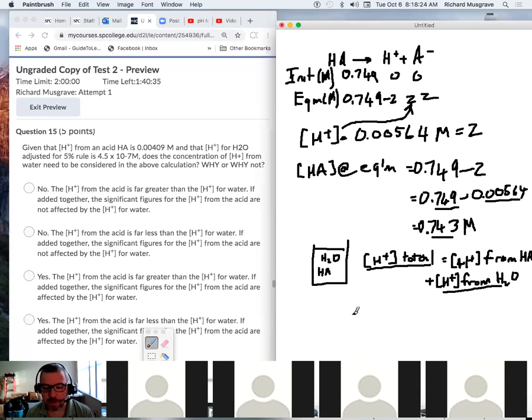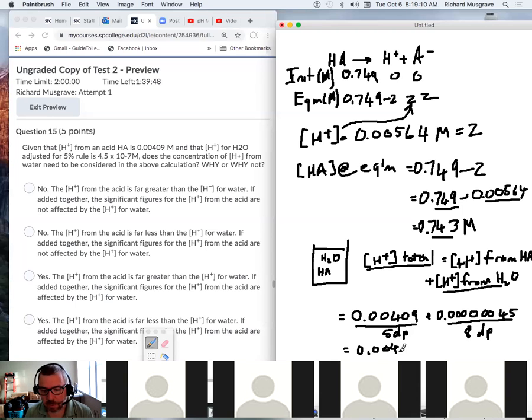So at this point, it really becomes more like a significant figure exercise. We're told here that the H plus from the HA is 0.00409, and the H plus from the water is 4.5 times 10 to the negative 7, which I'll write out as a decimal here. And what I would want you to see here is that if we follow significant figure rules, we have five decimal places here, and here we have, well, 8, I guess. And you can see that if I put that into my calculator, it's still going to come out to be 0.00409. So what's the bottom line there about whether the water needs to be considered or not? The answer is no, it doesn't.